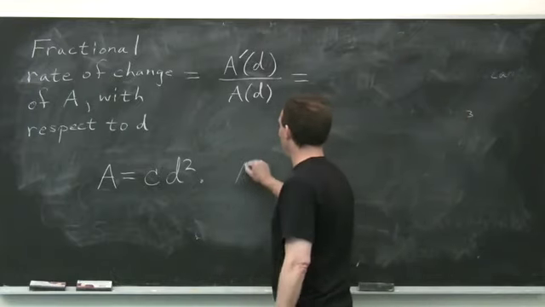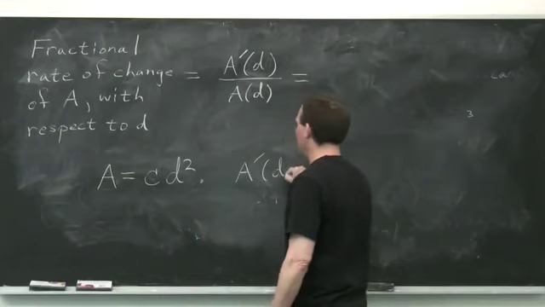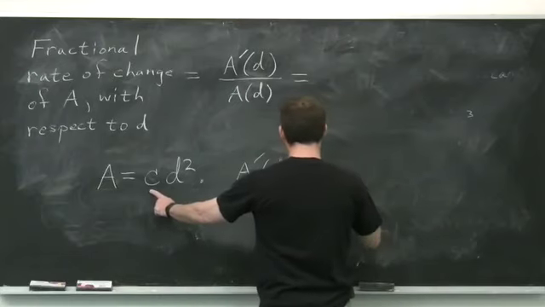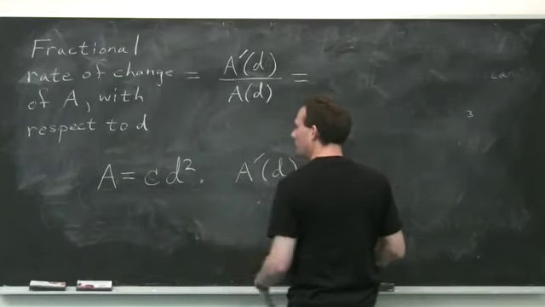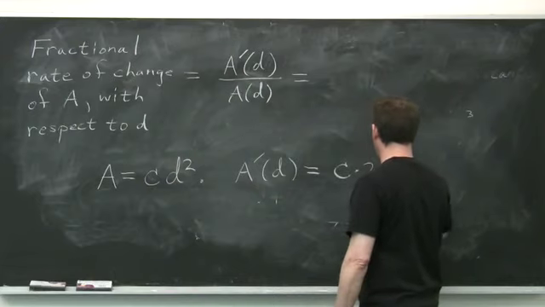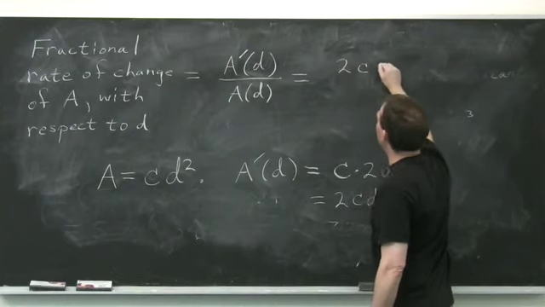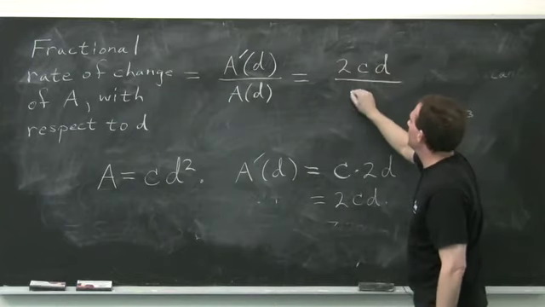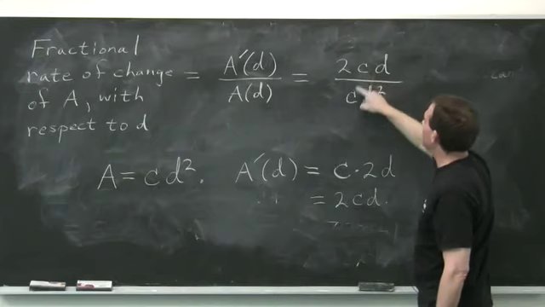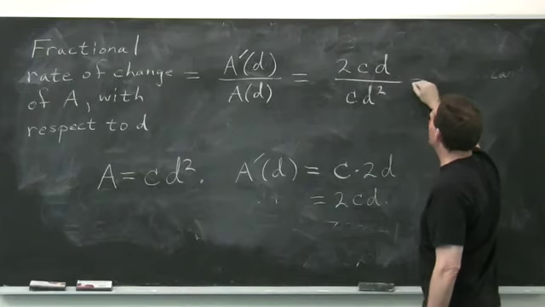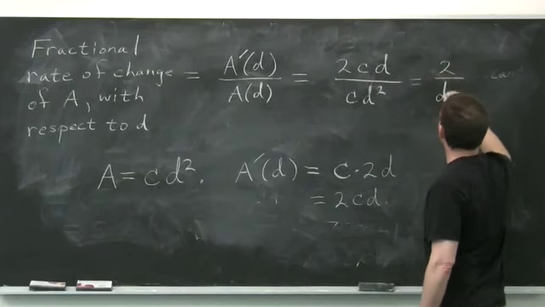So what do we get for A prime of D in this case? This is a constant, and then the derivative of D squared by the power rule is 2D to the 1, but that's 2D. So you just get 2CD. So this would be 2CD, and then A of D is CD squared. The C's cancel. You can cancel one of the D's. You get 2 over D.